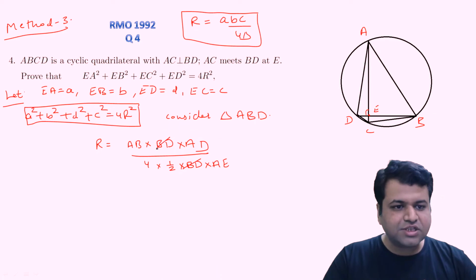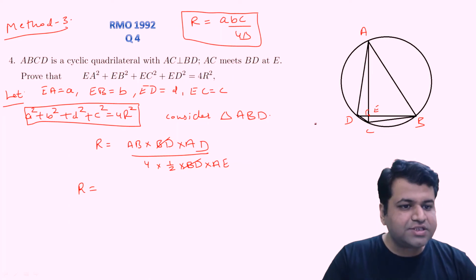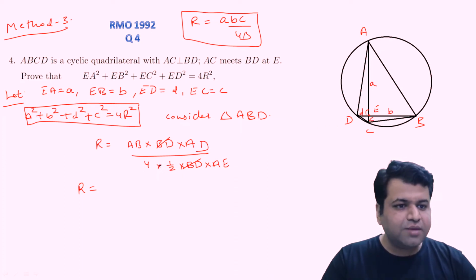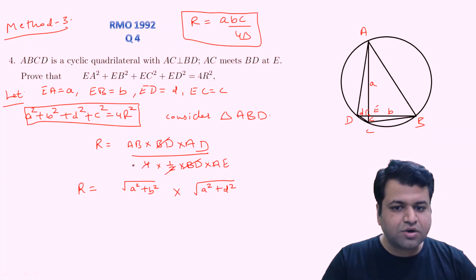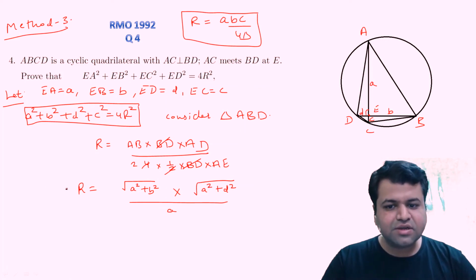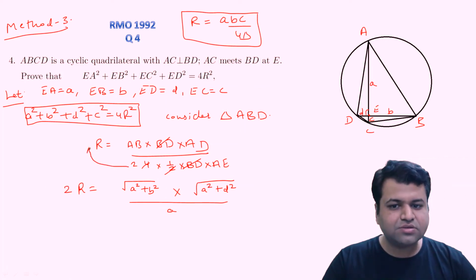So BD got cancelled out with this BD, and capital R is nothing but, okay, AB. What is AB? AB is nothing but under root of a square plus b square, all right, that was a, that was small b, that was c, and that was d, right? Into AD, and AD was nothing but under root of a square plus d square. So this got cancelled out with this 2 upon AE, right? AE was nothing but a. Okay. So there is 2 in the denominator. Let's take 2 here, multiply this 2 here, right?